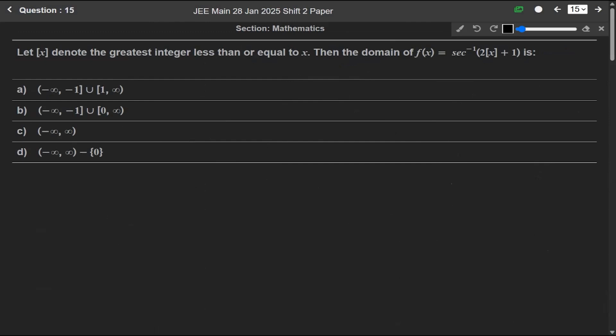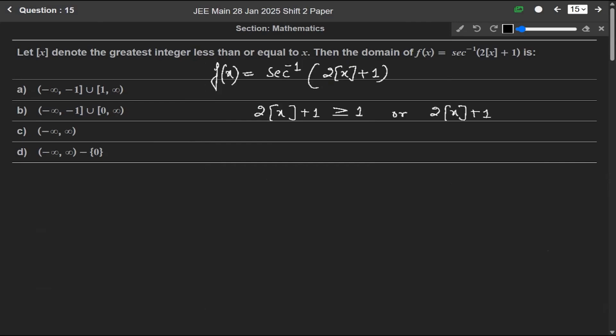15. Let [x] denote the greatest integer less than or equal to x. Then the domain of f(x) equals sec inverse of 2x plus 1 is. Okay, so we are given f(x) equals sec inverse 2x plus 1. Okay, so this 2x plus 1 will be greater than or equal to 1, or we can say that this 2x plus 1 will be less than or equal to minus 1.